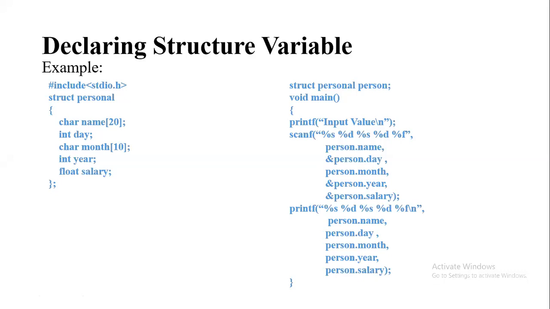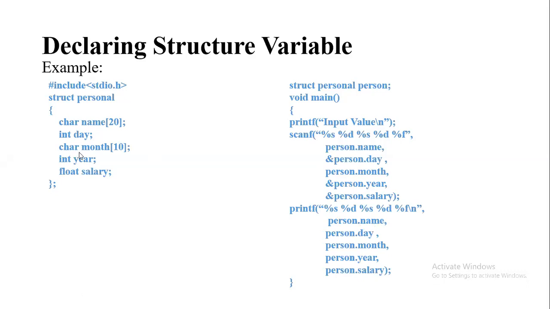First of all, how to access the member. Here we have variable name dot member name, which we can use to access the member. If we want to see the name of the person, we want to print it. It is a string, so we give percentage s and person dot name.